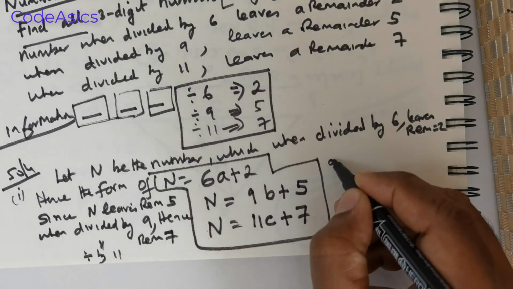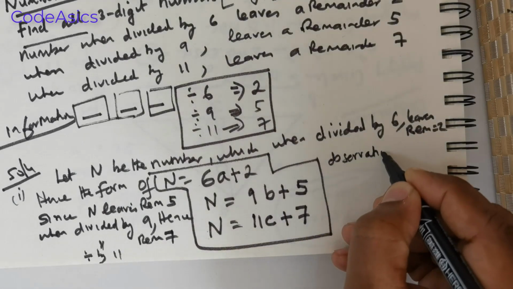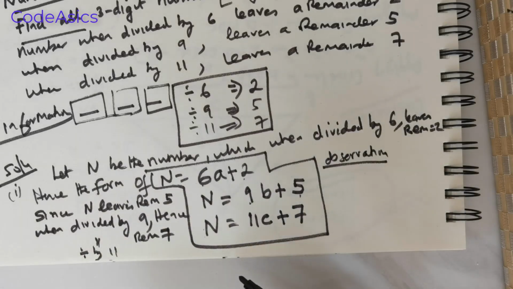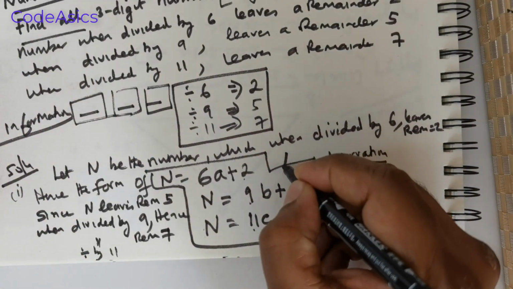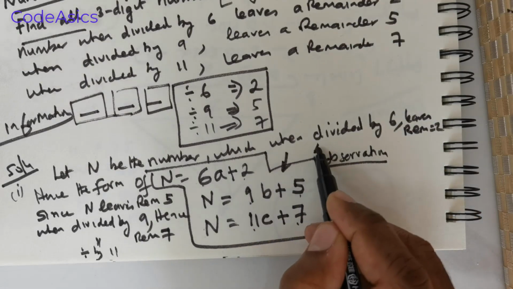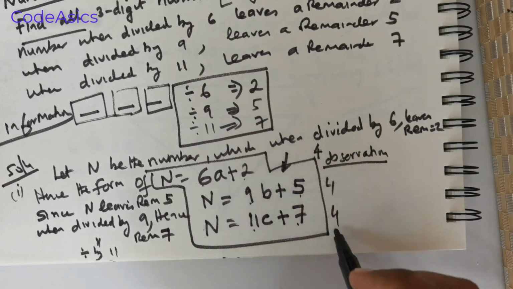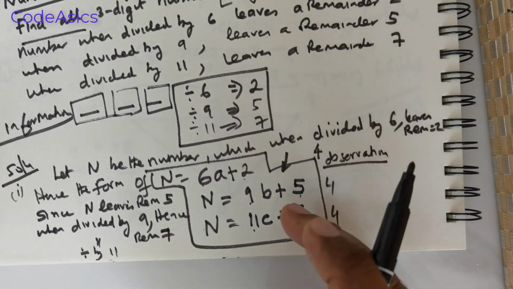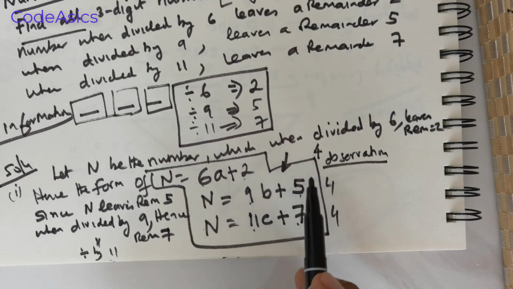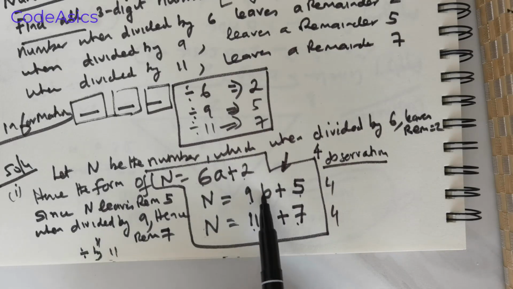Now, an observation. What is the observation that you will have to take note of here? Just watch here. 6 minus 2 is 4. 9 minus 5 is 4. 11 minus 7 is 4. If you can get this step, then the problem is completed. So clearly you can see that the quantity 4 is occurring when we perform the difference. So what I'm going to do is, I'm going to add this 4 and subtract this 4 from each of these equations. So this is my equation, this is my equation, this is my equation.